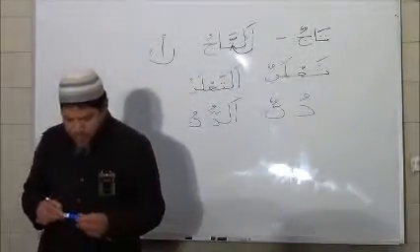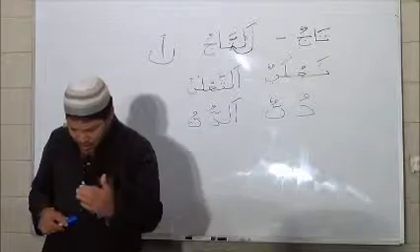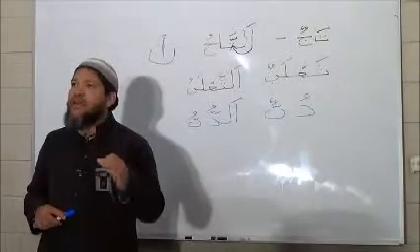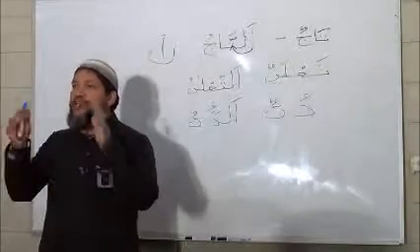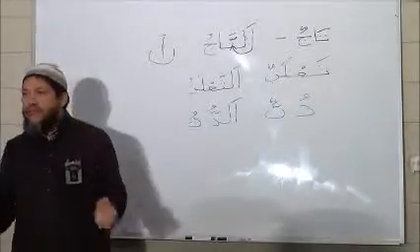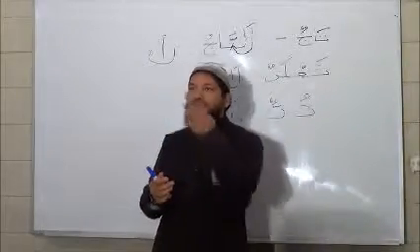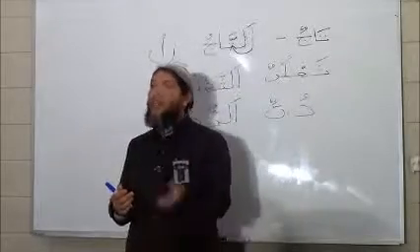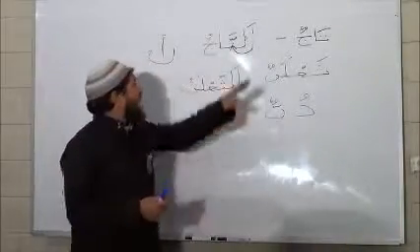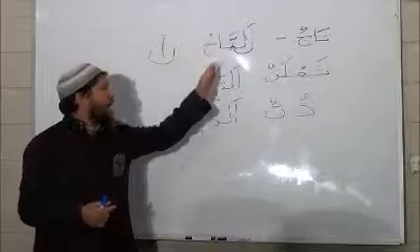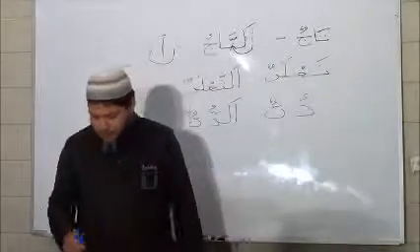Next word. Zira'un. Al-zira'u. You don't pronounce the lam. So how can we differentiate? One of the differences between moon and sun letters is that in our moon letters, our lam is articulated, it is pronounced, whereas in the sun letters, the lam is not pronounced, and the sun letter has a tashdeed on top of that letter.